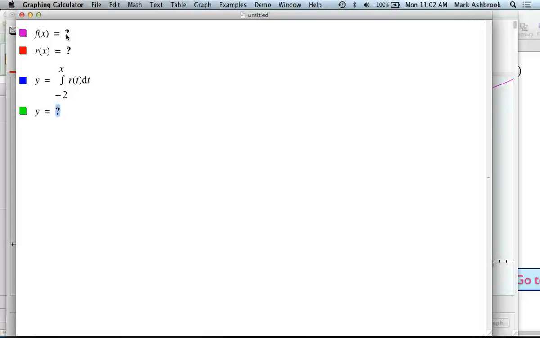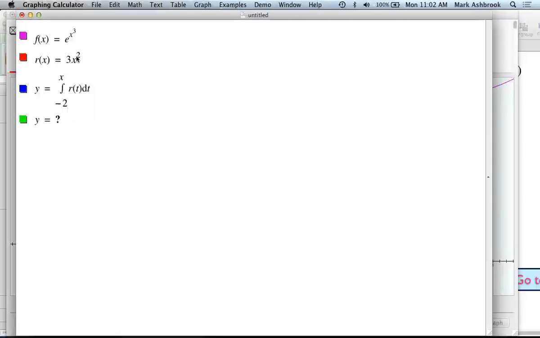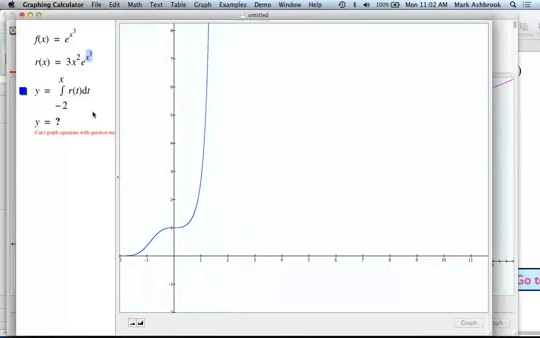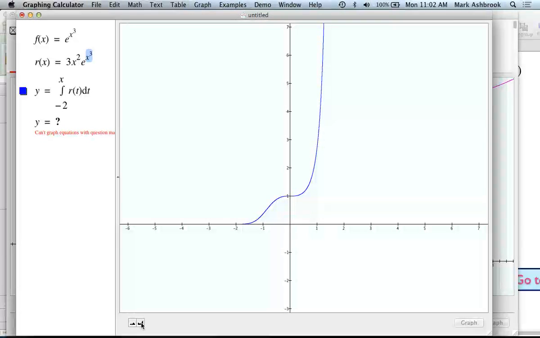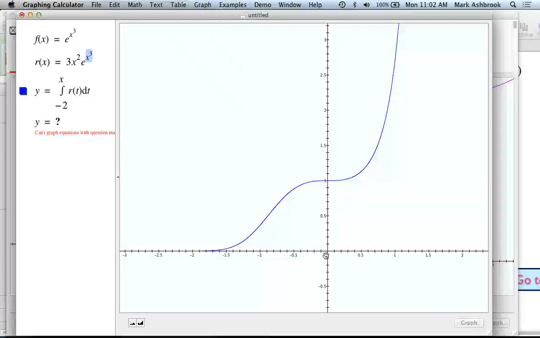Okay, so what was our original function? E to the x cubed. And what do we get for the rate function? 3x squared times e to the x cubed. Is that right? Okay, and did we start from negative 2? So does this look like a correct open form? From negative 2 to x of our rate dt. So let's graph that. I just graphed the open form of the accumulation from negative 2 to x of this rate function.